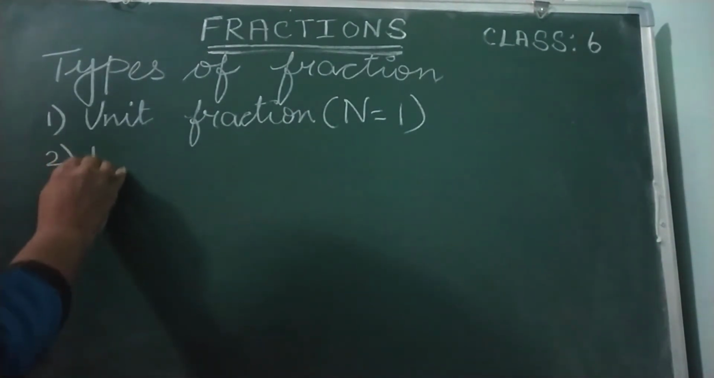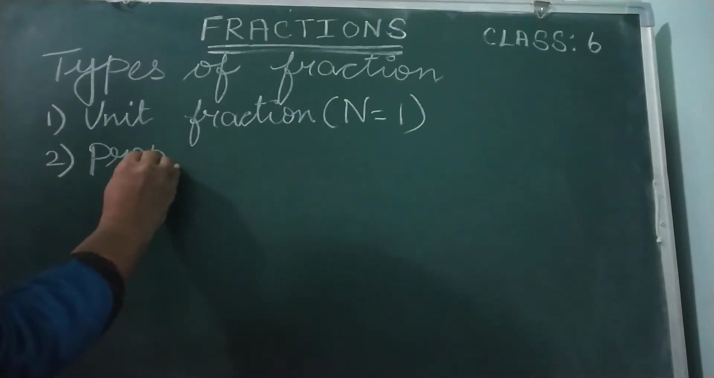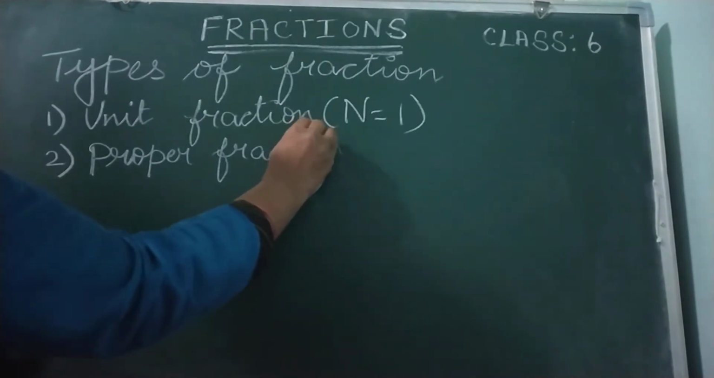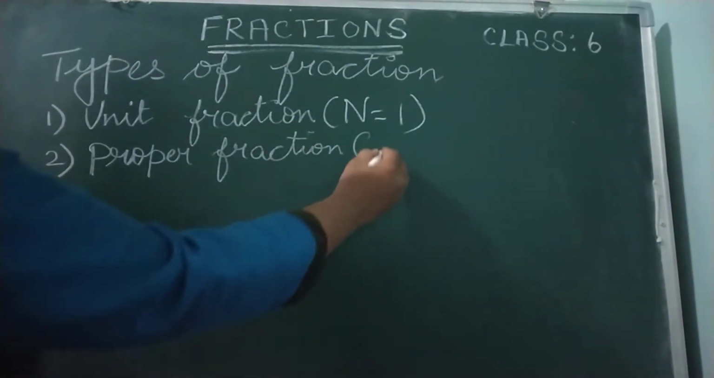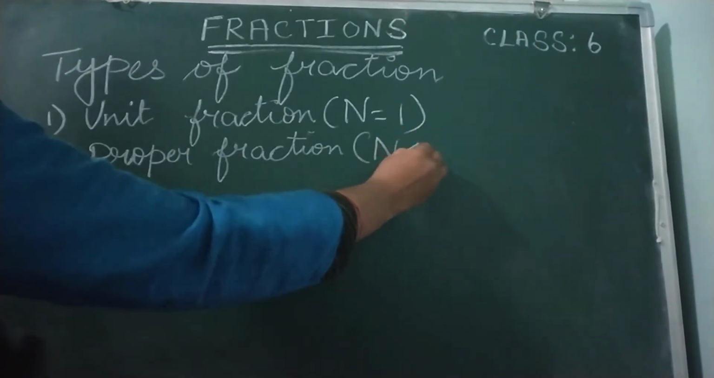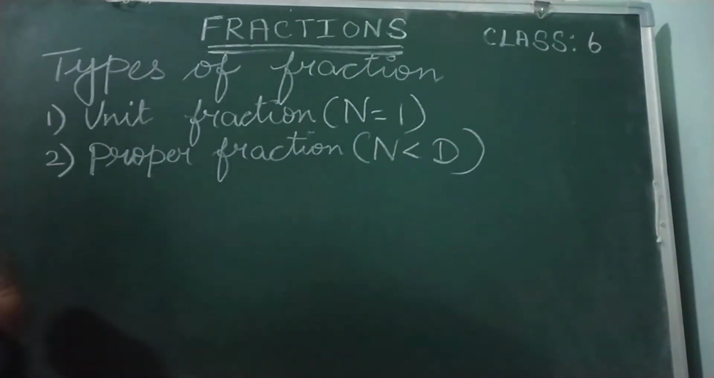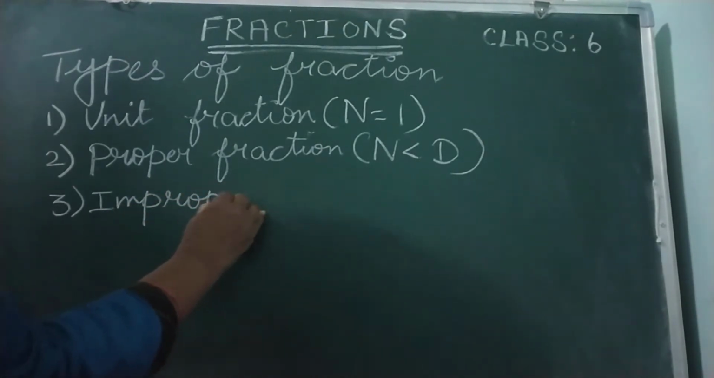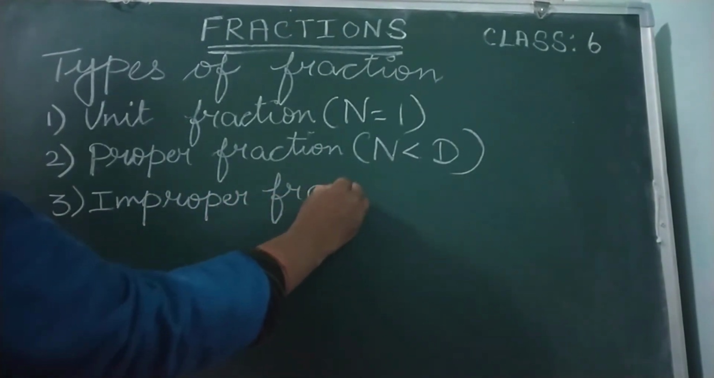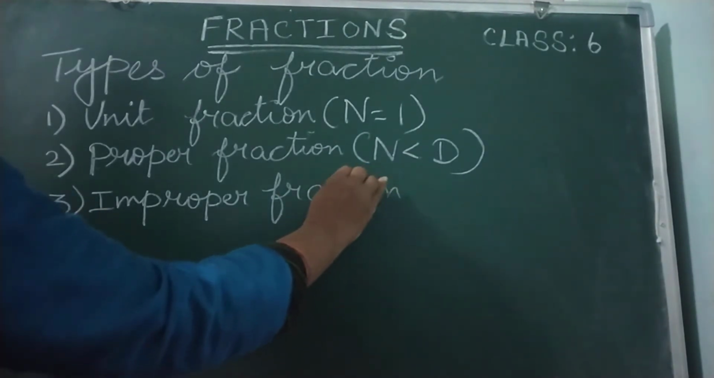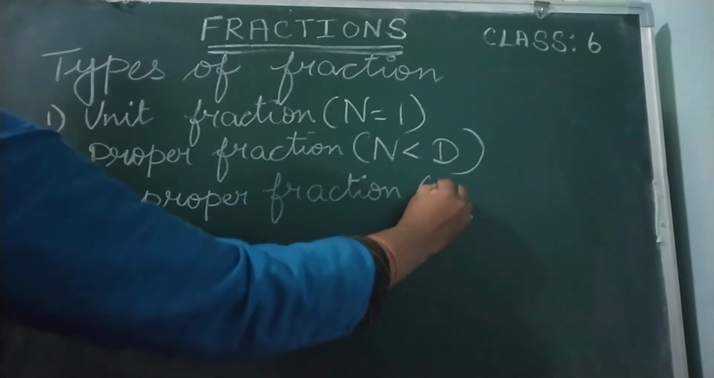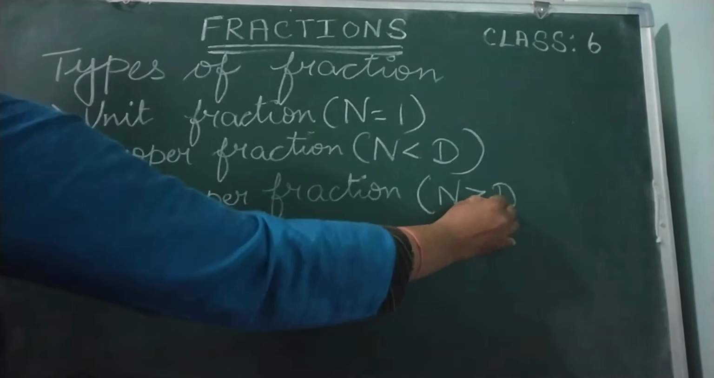Okay. Next is proper fraction. This also I said you can easily remember. Proper fraction, that is numerator is lesser than denominator. Next is improper fraction. You all know what is the meaning of proper. Proper opposite is improper, correct? So, numerator is greater than denominator.